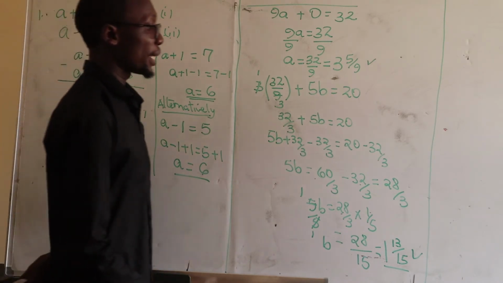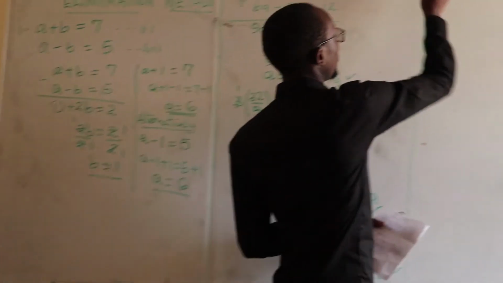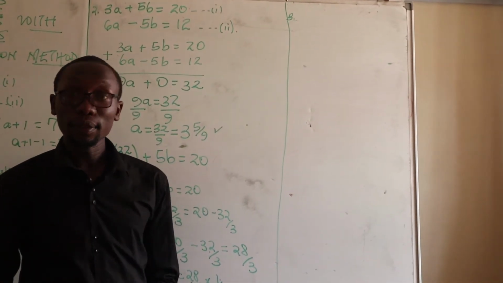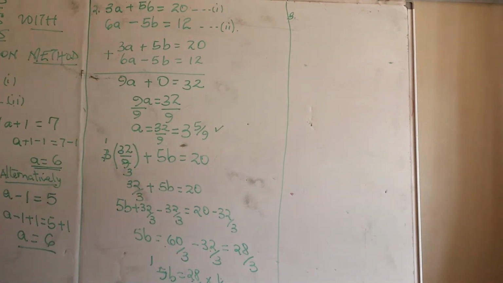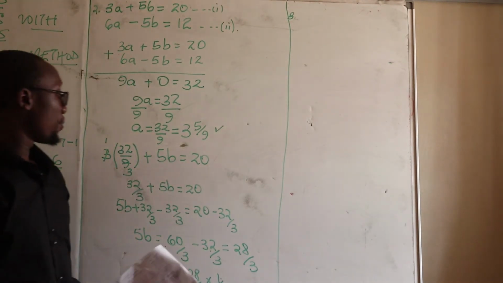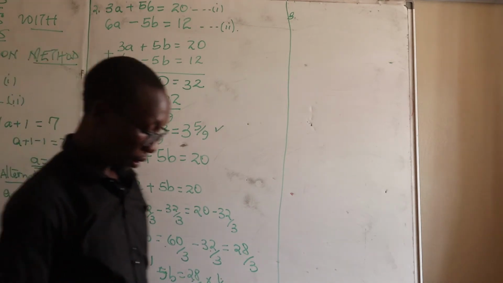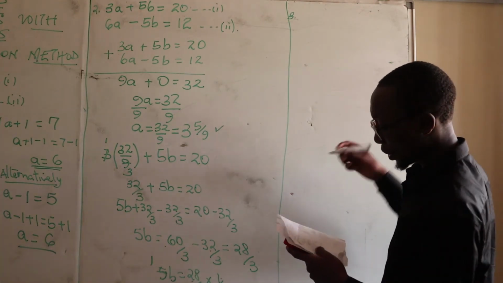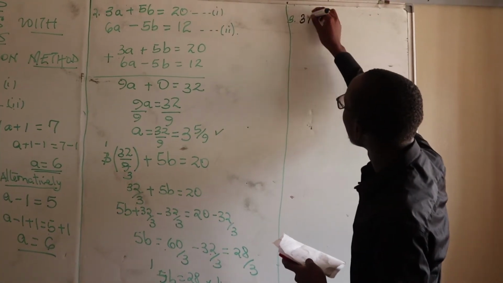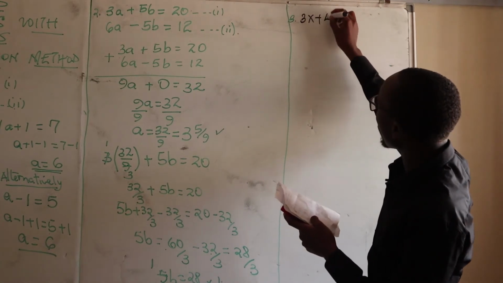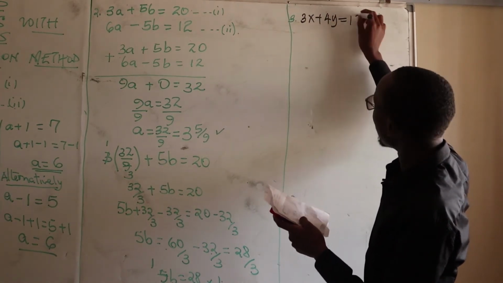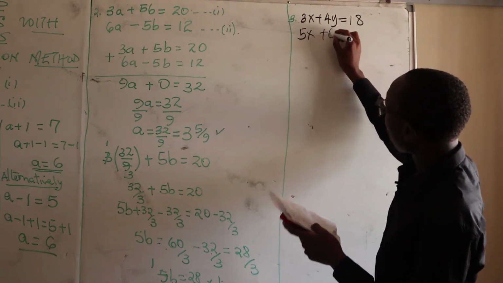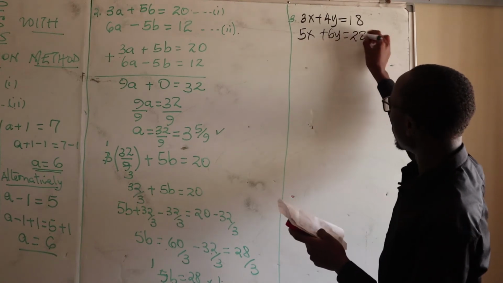We can go to the third example. If we have 3x plus 4y is equals to 18, and we have 5x plus 6y is equals to 28.